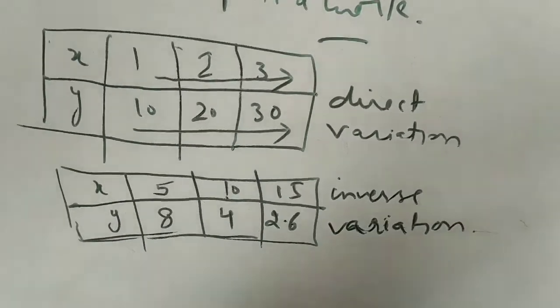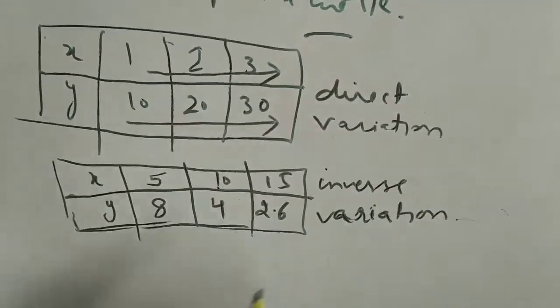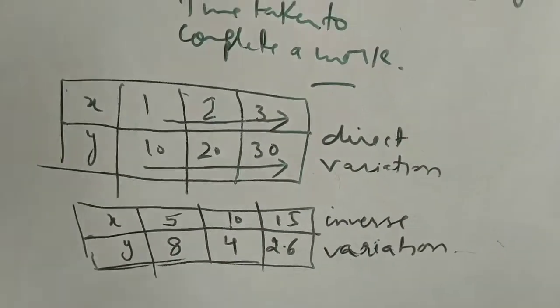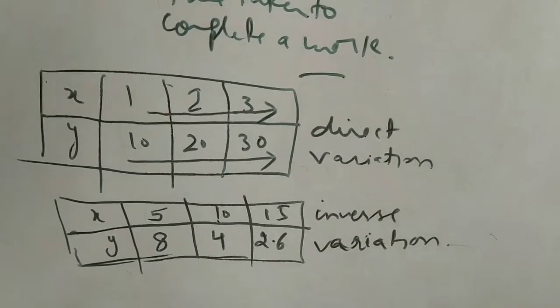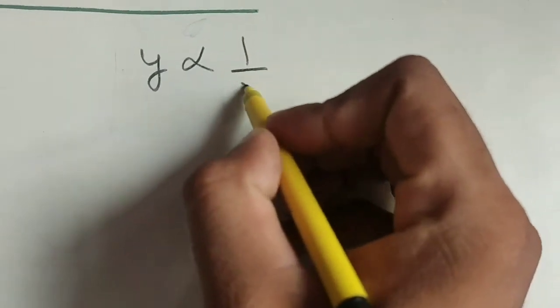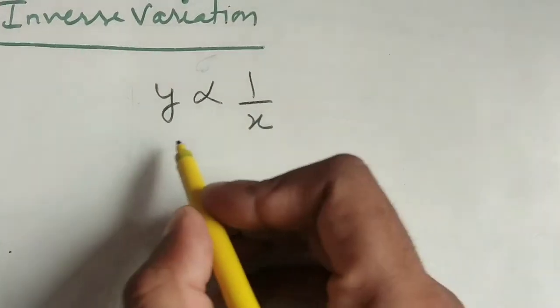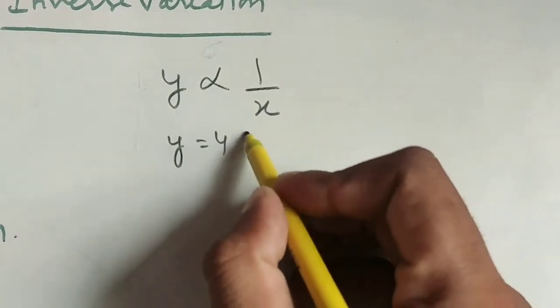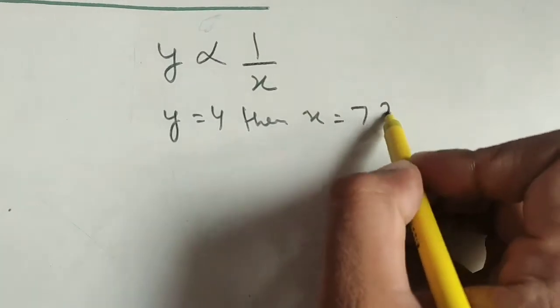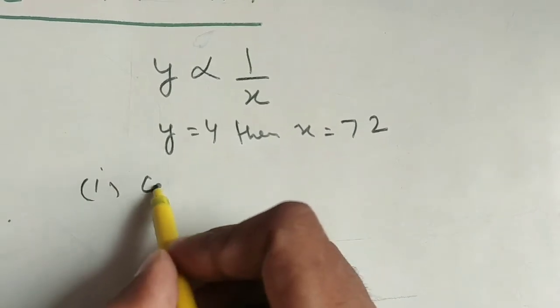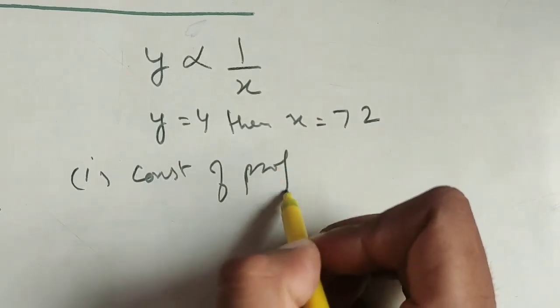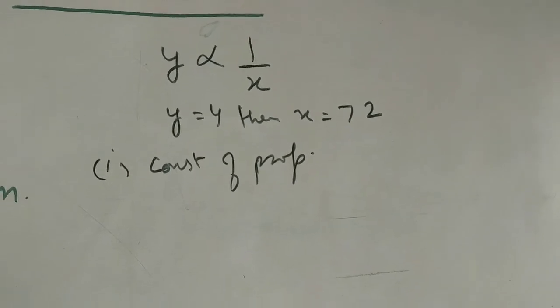So these are the two types of variation. Now we are doing the second one; the first one we have already done. We will do some examples based on inverse variation now. The first one is: y varies inversely as x. If y is equal to 4, then x is equal to 72. The first part is to find the constant of proportionality.